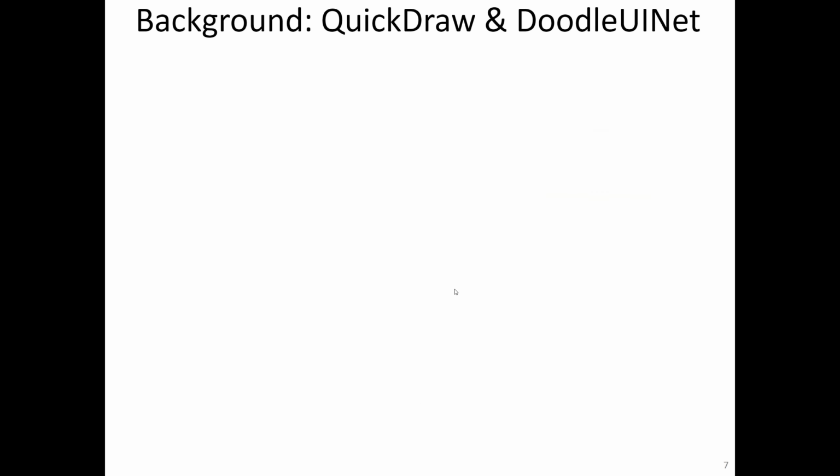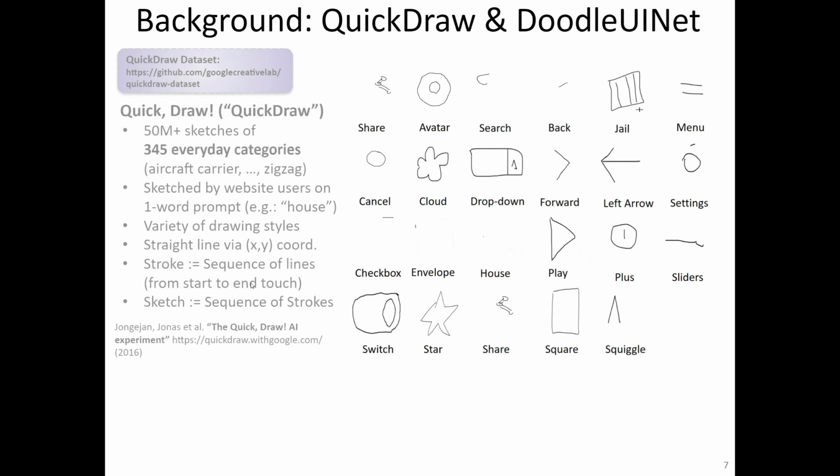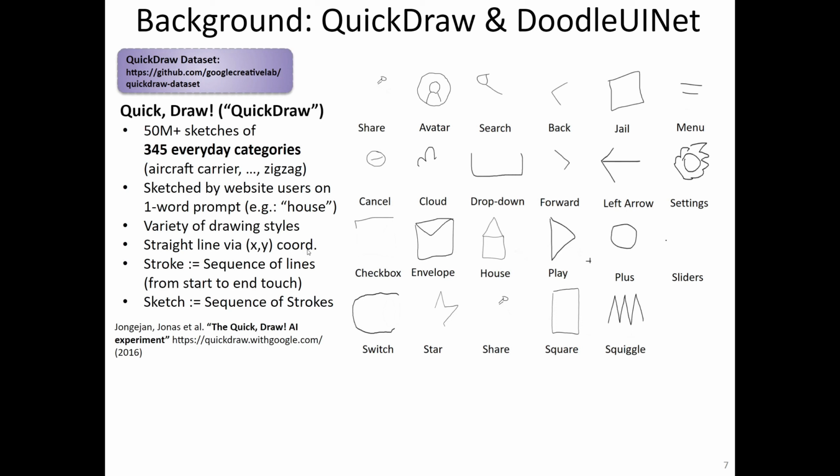So about background, we want to talk about Google Quick Draw and Doodle UINet. Google Quick Draw is a dataset of 50 million sketches representing 345 categories spanning from aircraft carrier to zigzag. It collected these drawings through a website where they told a user to draw a one-word prompt like draw a house, and then the user used their imagination.